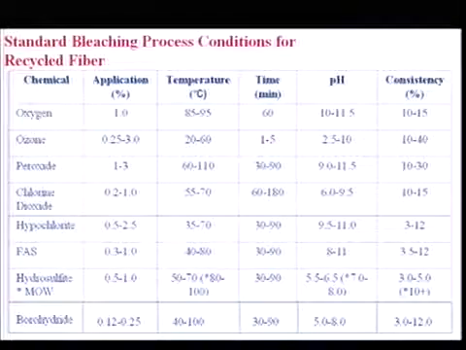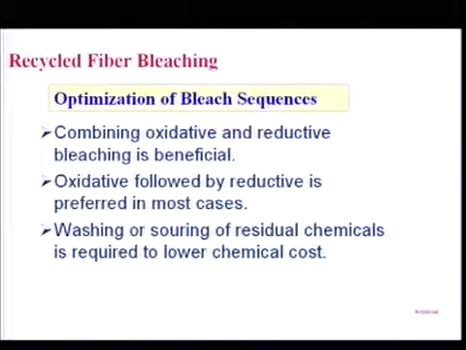This particular table shows various conditions I pulled out from the literature for various types of bleaching: oxygen, ozone, peroxide, chlorine dioxide, hypochlorite, FAS, hydrosulfide and borohydride. Typical dosages, temperature, time, pH and consistency. This is for your reference, a quick reference, how do I bleach with a certain chemical. Let us move on to the recycle fiber bleaching process.